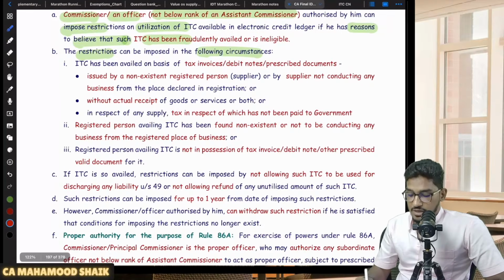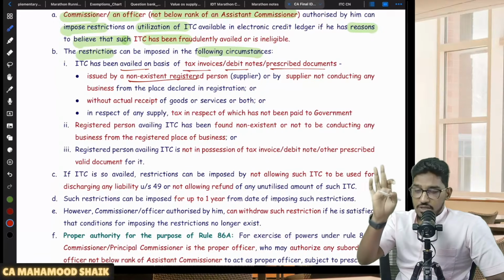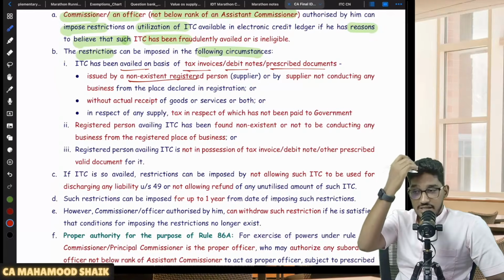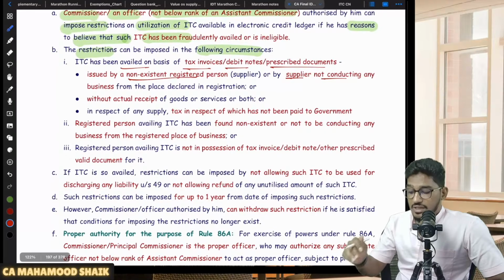Generally that restriction can be imposed in the following circumstances. What are they, sir? Number one, ITC has been availed on the basis of tax invoices, debit notes or prescribed documents issued by a non-existent registered person. You are getting the tax invoices, debit notes, or other documents from a non-existent person. That person itself is not there. Your supplier itself is non-existent, or is a supplier who is not conducting any business.